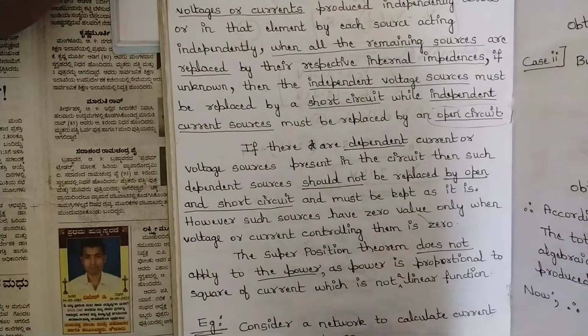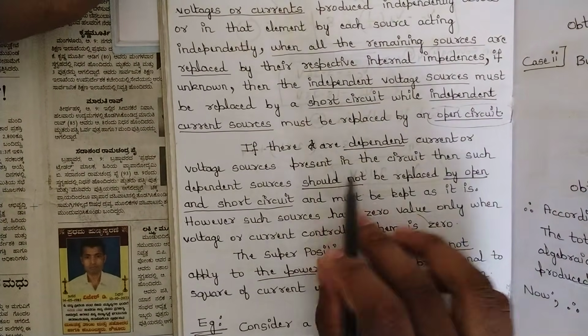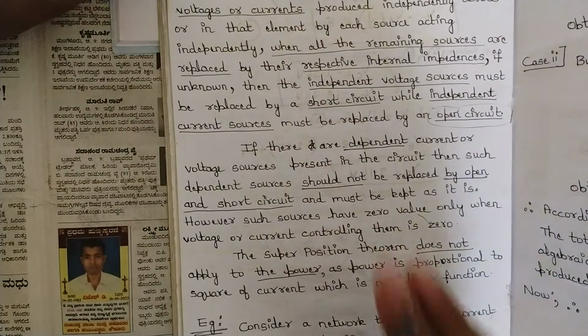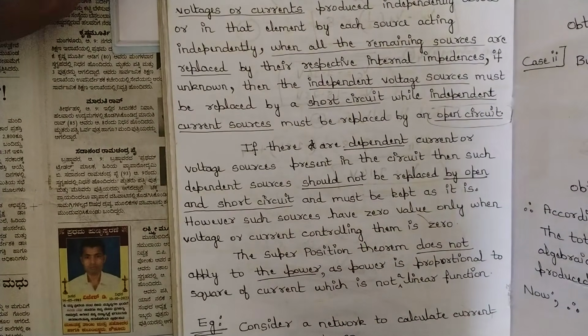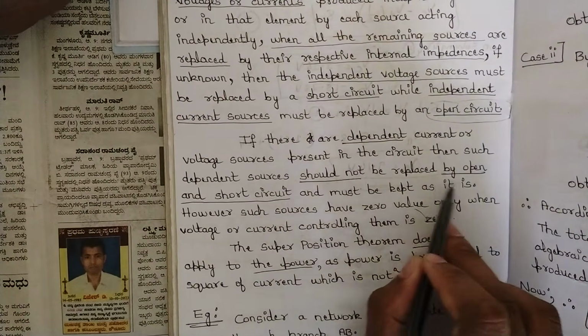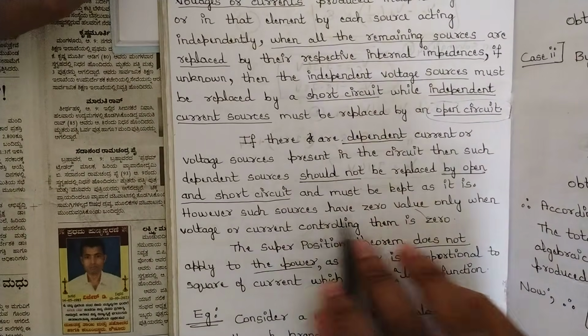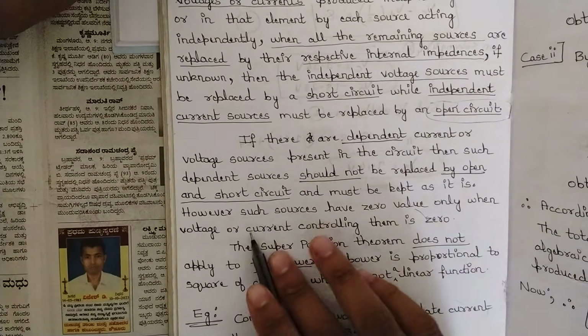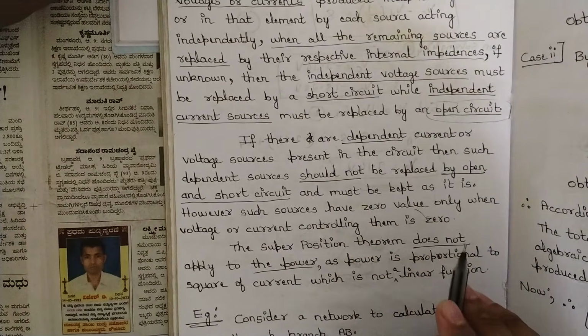Okay, you should keep this in mind whenever there are any kind of dependent sources, either current or voltage sources, present in the circuit. Those dependent sources we should not replace by open and short circuit. You should keep them as they are in the circuit. In case of dependent sources, they must be kept as they are. However, such sources have zero value only when the voltage or current controlling across them is zero.